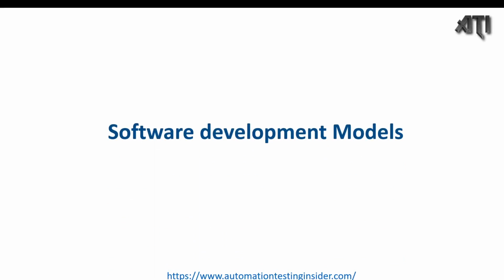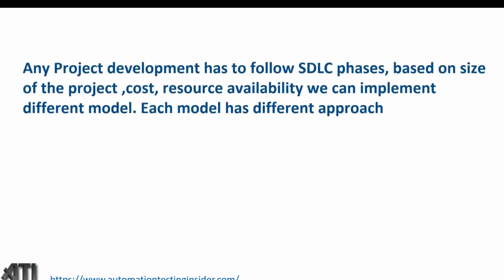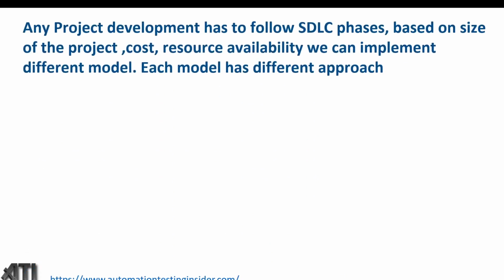So let's talk about what are the different software models we have in the industry. Any project development has to follow the SDLC phases. We talked about the SDLC phases like requirement analysis, design, coding, testing, and release and maintenance. Based on the size of the project, cost, and availability, we can implement different models as per the SDLC phases. And each model has its different approach, guys. So let me talk about what are the different models we have.